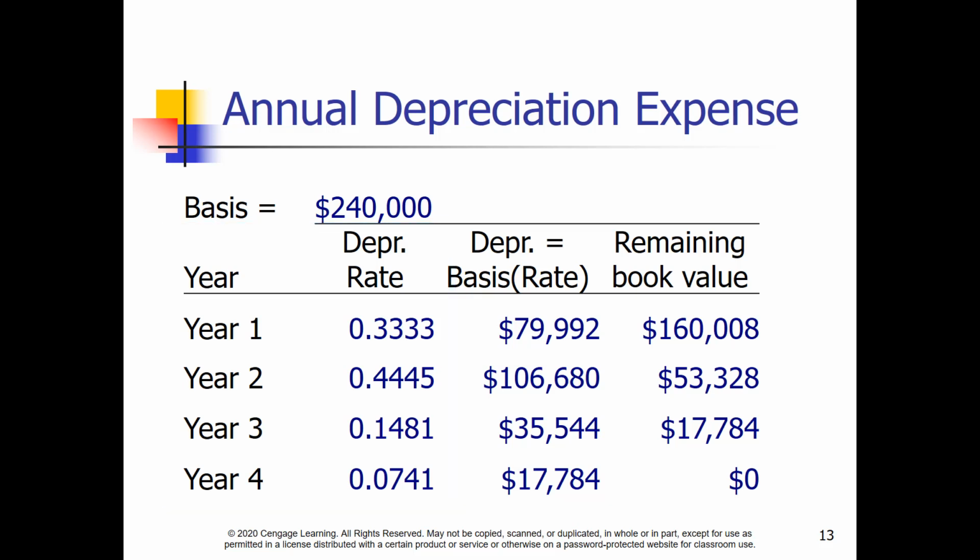Modified Accelerated Cost Recovery specifies a half-year convention, assuming that all assets are placed in service in the middle of the year they're acquired. So a 3-year asset is depreciated over 4 years. The depreciation charged each year is computed as a percentage of the basis. Book value is the original basis minus the accumulated depreciation.